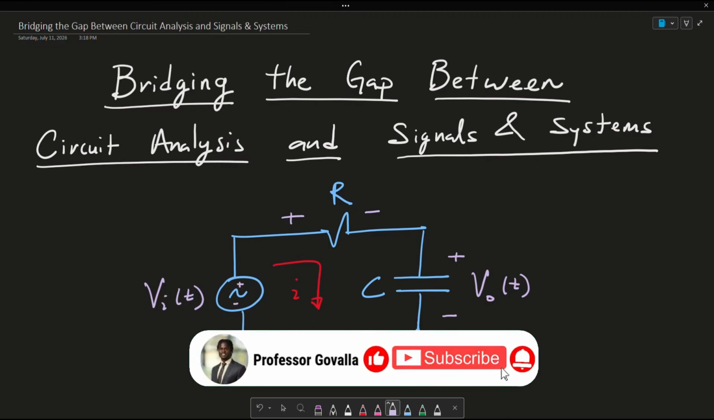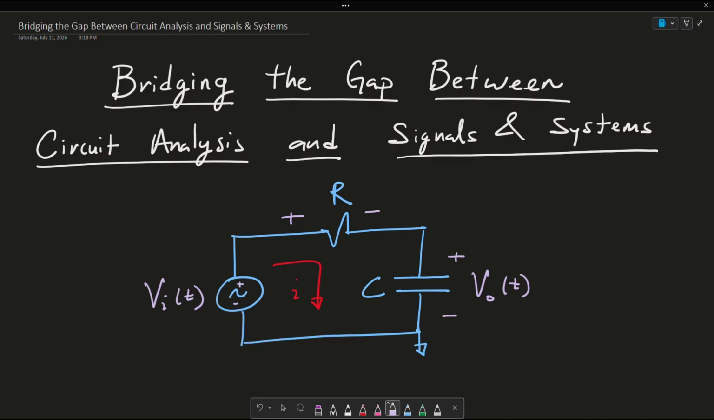My name is Professor Govala, and today I'm going to be doing a video called Bridging the Gap Between Circuit Analysis and Signals and Systems, where essentially we're going to start off with a circuit located here, and then we're going to write some equations which we learned in our circuit analysis courses, and then try and map those equations to the equations we've learned in our signals and systems courses.